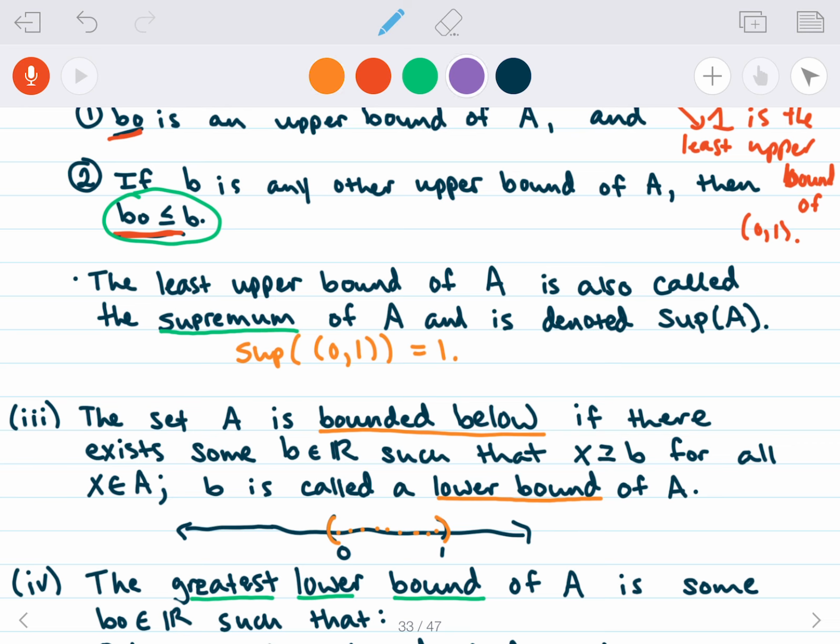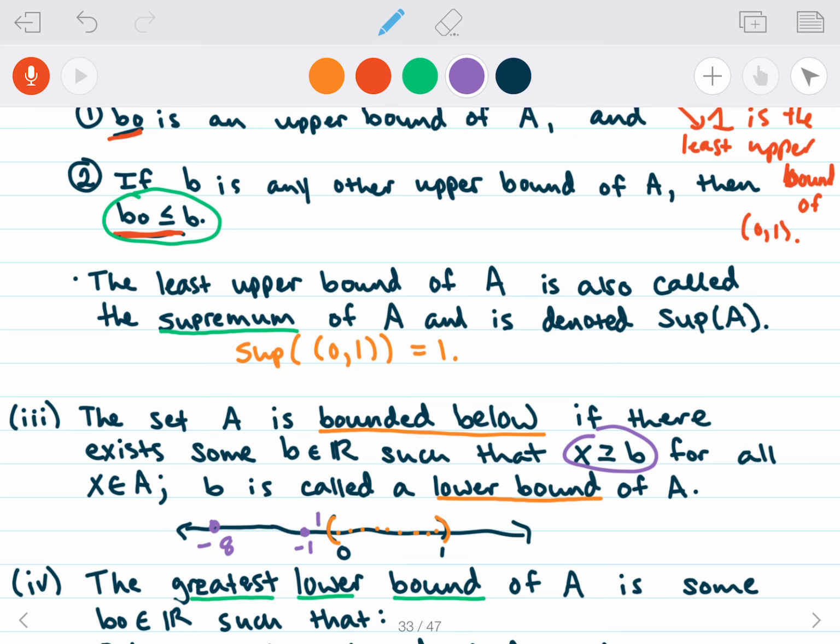So bounded below. Let's find some lower bounds. Well, -1 is a lower bound, right? Because everything in the set is bigger than or equal to -1. That's true, isn't it? So -1 is a lower bound. I don't know, negative 8 is a lower bound.